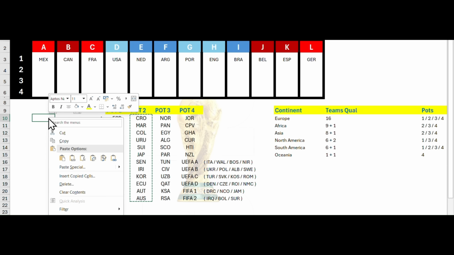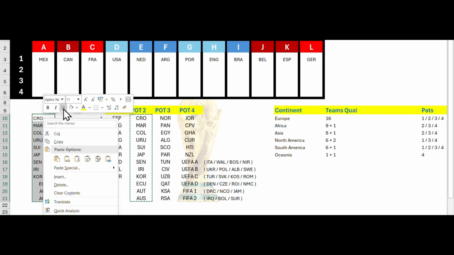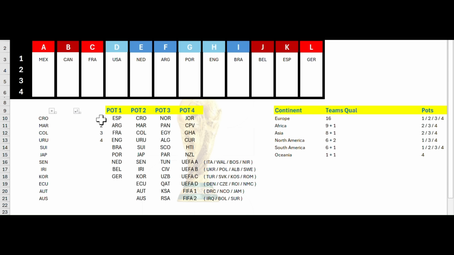Let's bring over our sides from pot 2 now into the drawing area. Let's tidy that up.